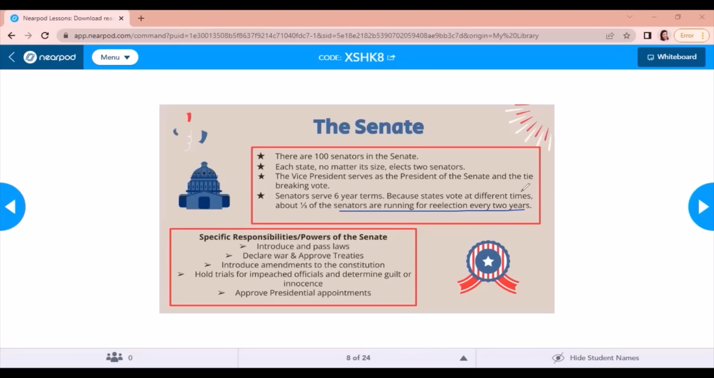All right, here are the responsibilities of the Senate. Very similar to the House, but a few small differences. Introduce and pass laws, declare war, and approve treaties. Introduce amendments to the Constitution, hold trials for impeached officials and determine guilt or innocence. That is one thing that the House does not do. Approve presidential appointments, also something the House does not do.